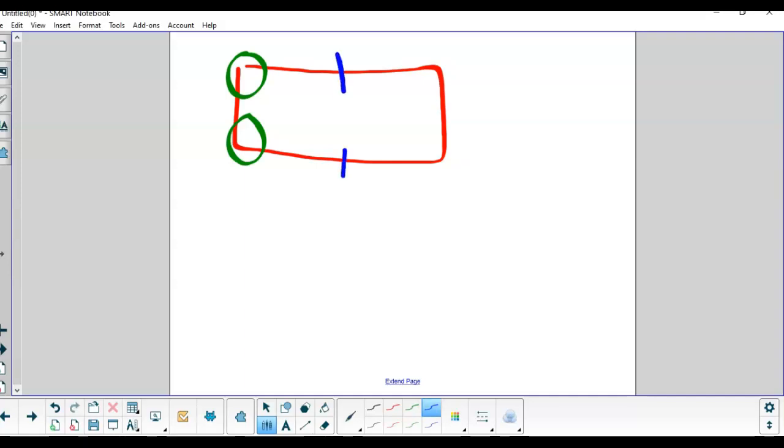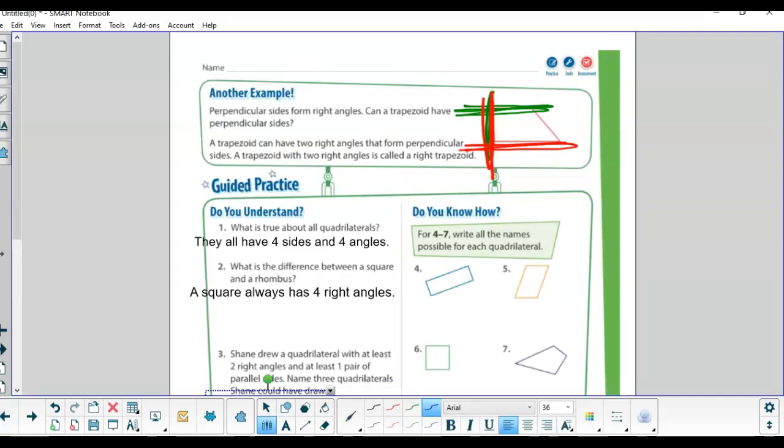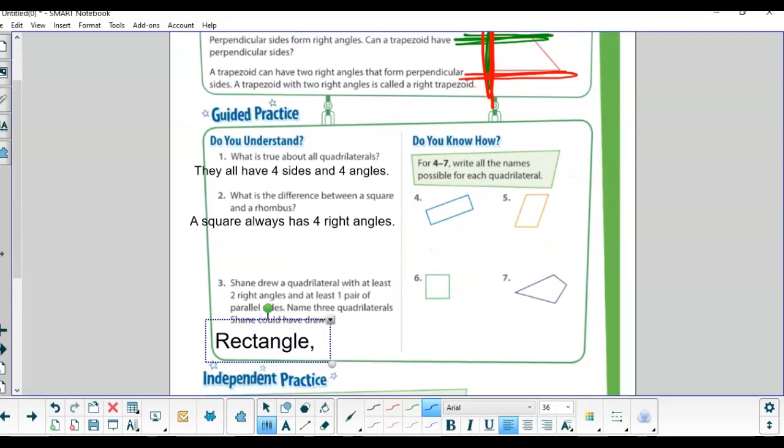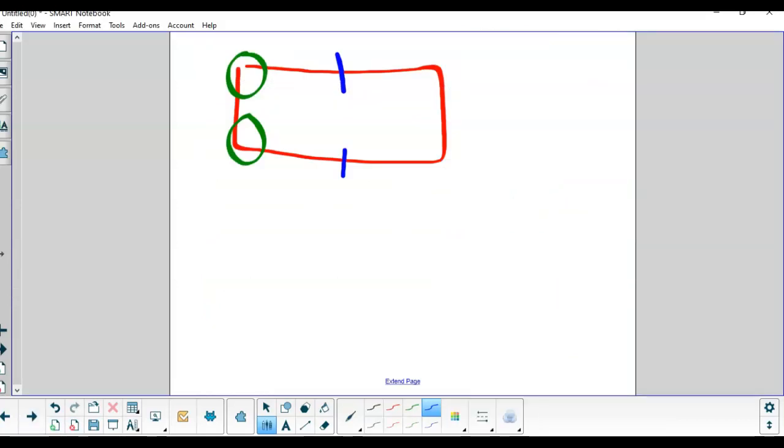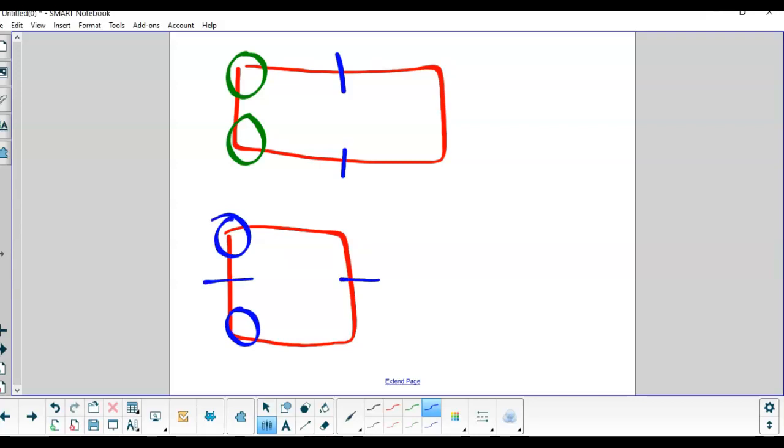1, 2. And a rectangle has at least 1 pair of parallel sides. Those sides are parallel. All right, as for another figure, did you say a square? If you did, you are correct. So a square, let's take a look at a square. A square also has at least 2 right angles, and a square also has at least 1 pair of parallel sides.